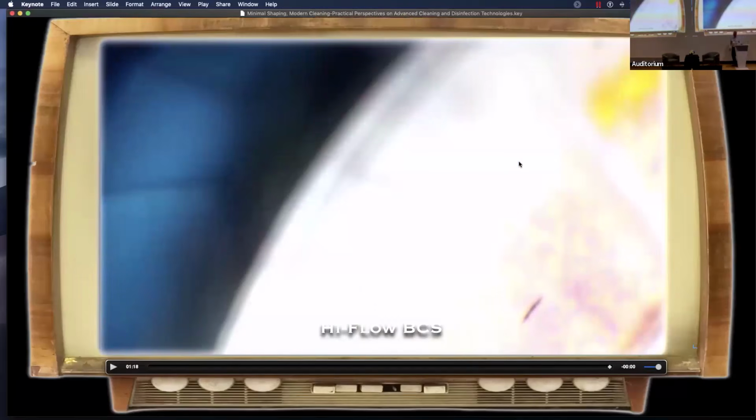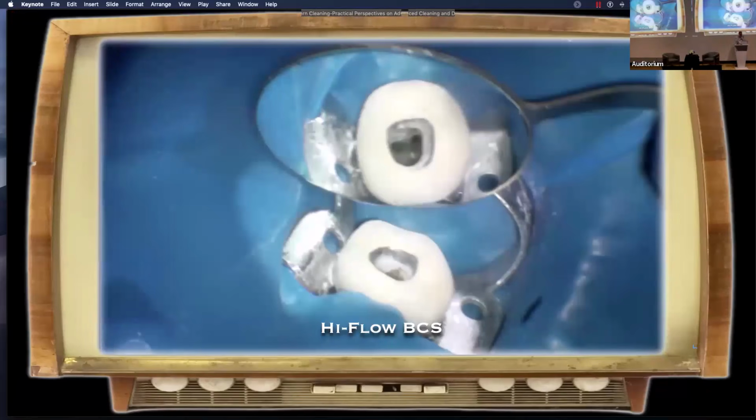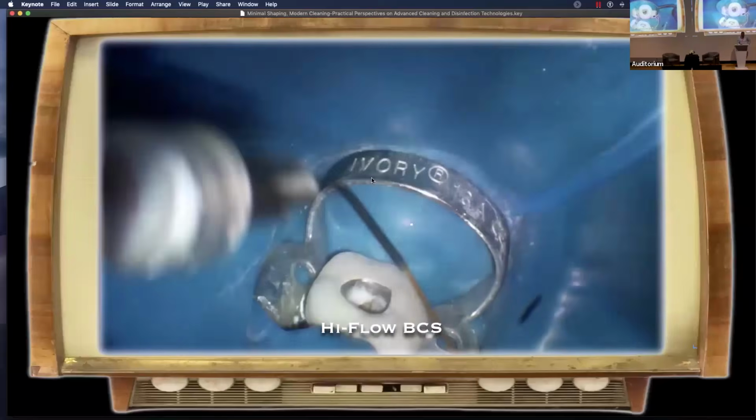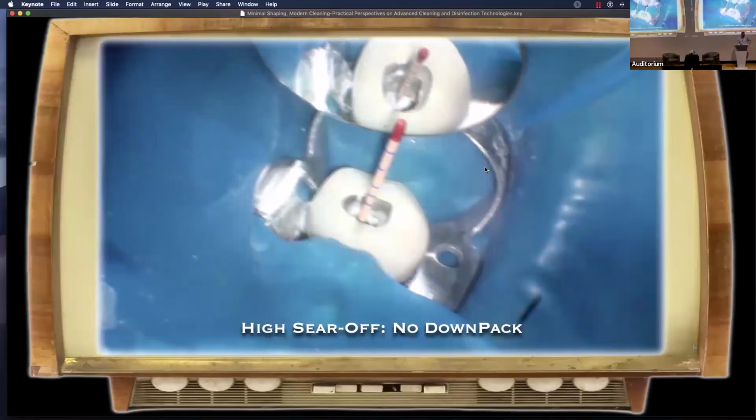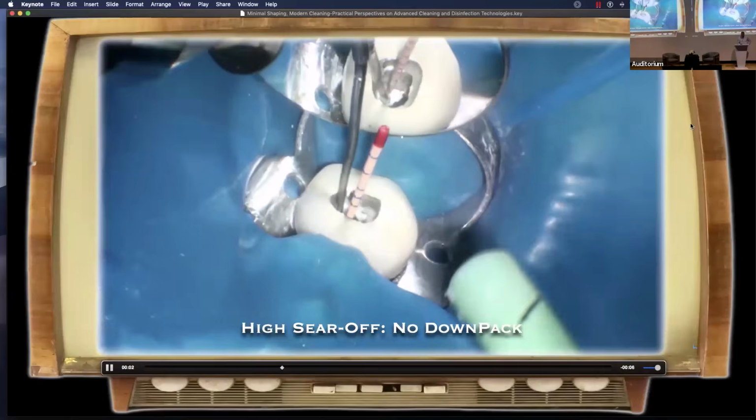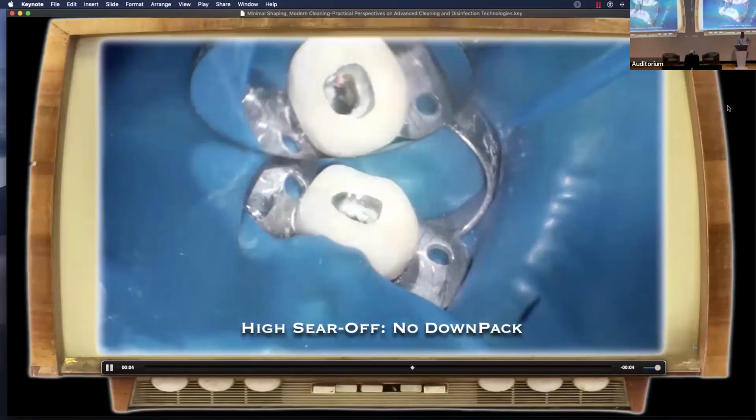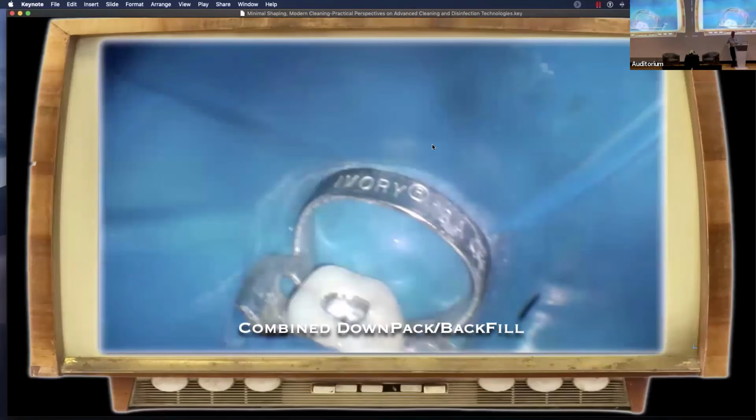So what's the problem? The cones fall out. So I stopped down packing with a System B, so I dropped another cone in there, and there we go, clean sear off. So we're going to do a combined down pack backfill.